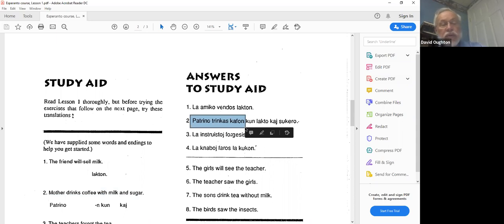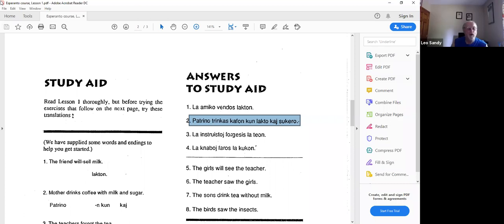And then it tells you that kun, K-U-N, means with, and lacto is milk, and kai is an. K-A-J is pronounced kai, and sukero is sugar. So we don't need ends on the end of lacto or sukero because we've got the preposition kun. So if you see what's in the blue box for number two, that would be how to say mother drinks coffee with milk and sugar in Esperanto. Leo, did you have a question? Why don't you put la in front of mother? Because it's not the mother, it's simply mother. Oh. So we only use la when it's specifically the something.